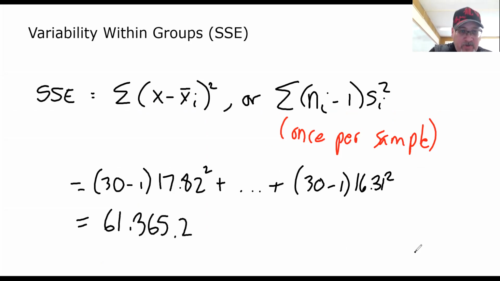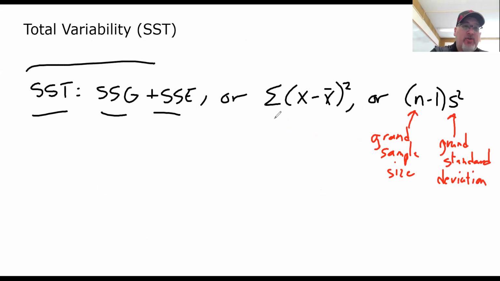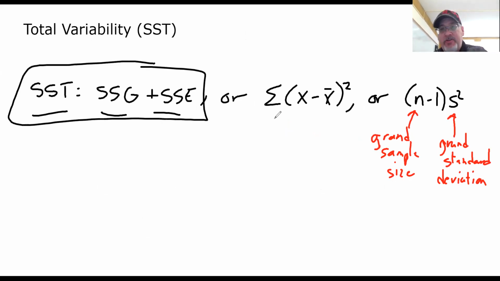61,365.2. All right, so that was kind of a cumbersome calculation. But we got one more, the total variability. Now, as the total variability's name implies, it's the sum of these two. Now, why is that useful? Because when we do our ANOVA calculations, we only need two of these three because we can either add or subtract to find the third. So keep that in mind.